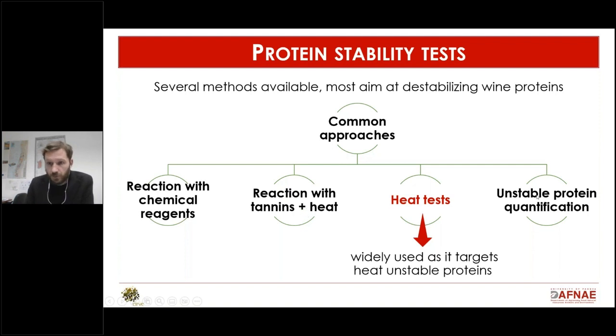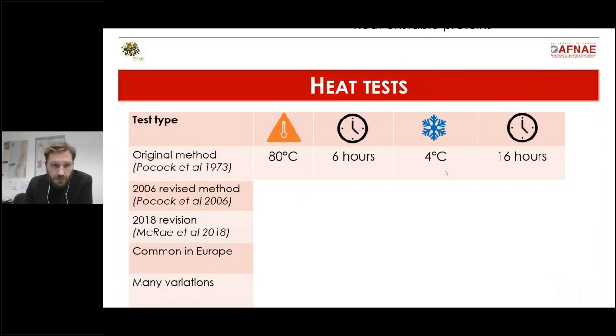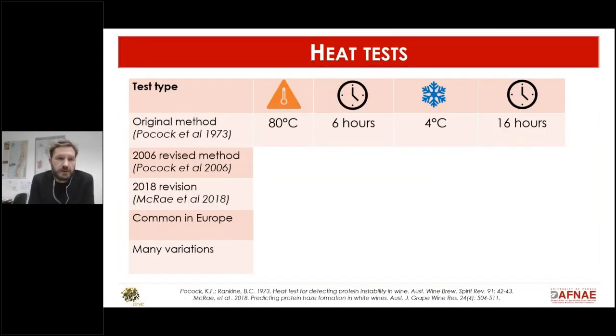Some people have looked at quantification of unstable proteins with very targeted approaches, but by far, I feel I can say, the heat test, the application of heat to predict protein instability, is still widely used because it's a test that targets the heat unstable proteins. It's quite simple and is used worldwide. So what is a heat test?